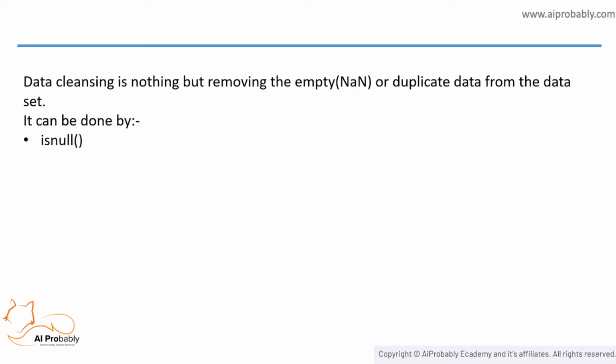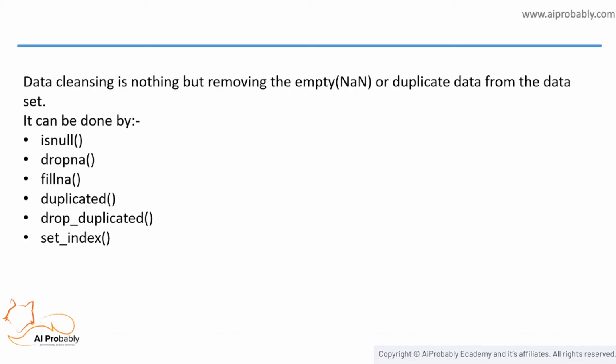isnull, which checks for the empty or NaN values. dropna drops the rows containing the empty values. fillna fills the empty values with the value specified by us. duplicated is used to find the duplicate data. drop_duplicates drops the duplicate data in the data set. Finally, set_index allows us to change the index column to the one we want.